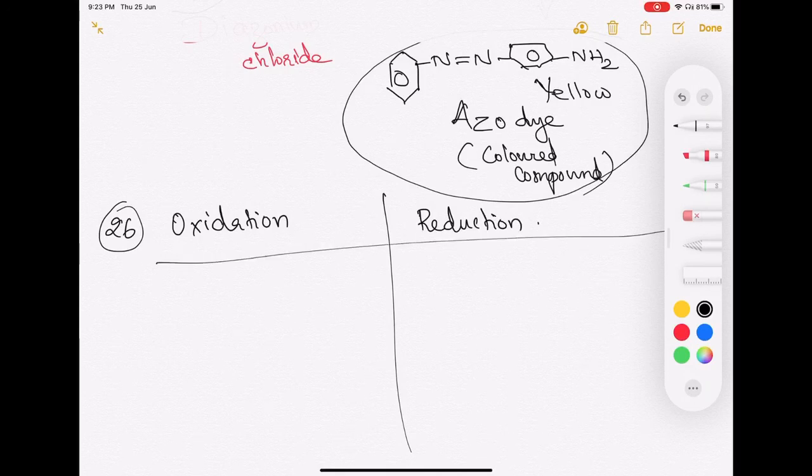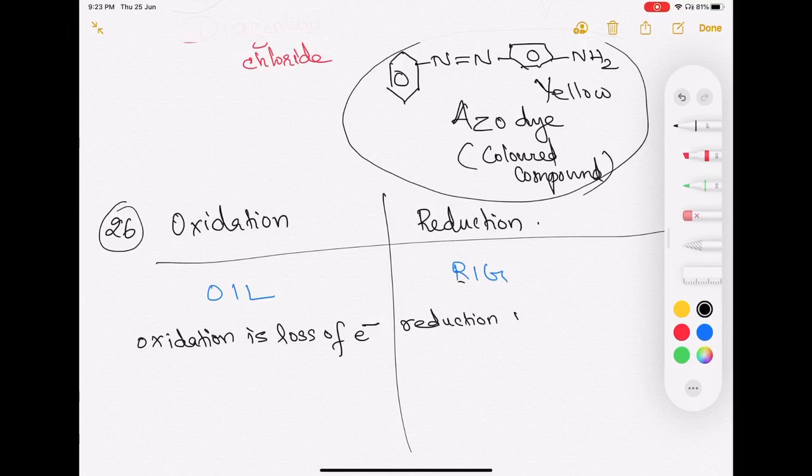To understand this, there is a popular mnemonic. You remember OIL RIG. O stands for oxidation, I stands for is, L stands for loss. Oxidation is loss of electron. Reduction is gain of electron. So R stands for reduction, and G stands for gain of electron. This is the basic idea behind the difference between oxidation and reduction.